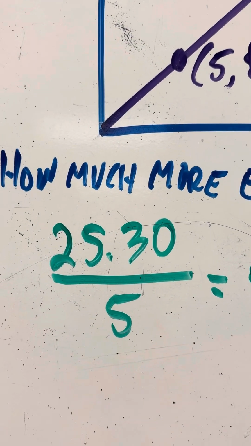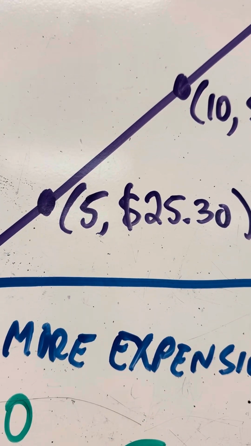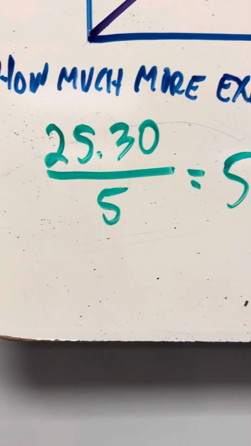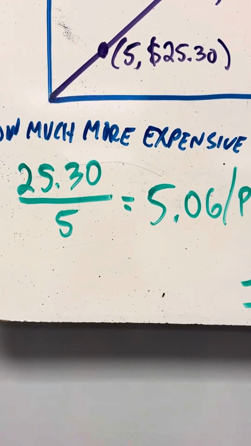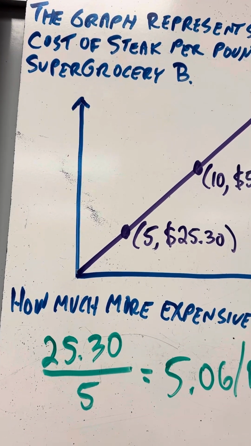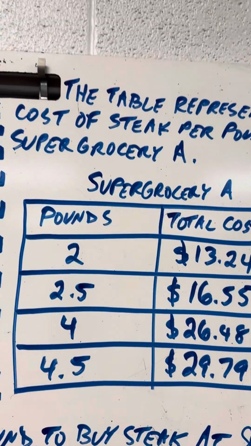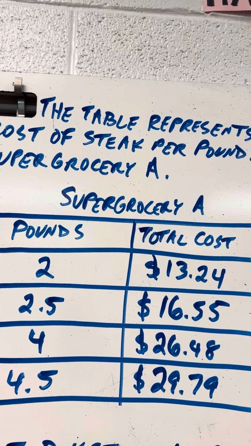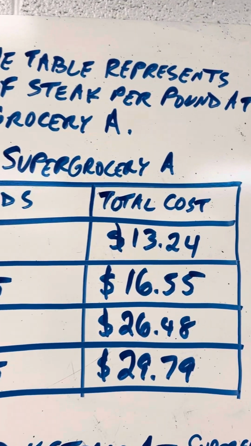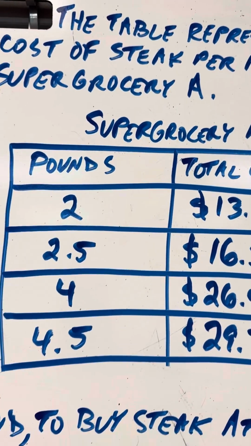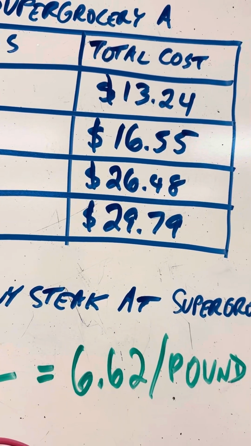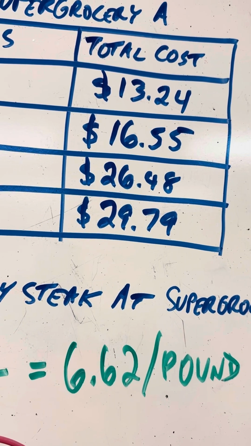25.30 divided by 5. In other words, the price divided by the number of pounds. Okay, 25.30 divided by 5 gives you $5.06 per pound. Okay, that's Super Grocery B. Now here's another table, Super Grocery A. I'm going to pick the first one. I take the price divided by the number. 13.24 divided by 2 gives me $6.62 per pound.